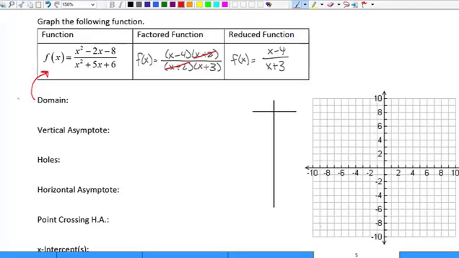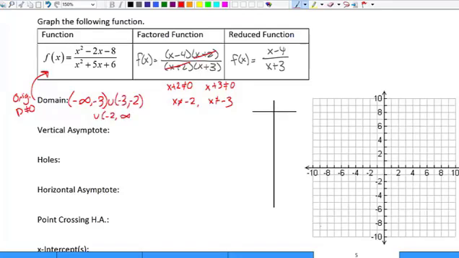So from the original f of x, I'm going to set the denominator equal to 0, or really not equal to 0. So from the original, I have x plus 2 can't be 0, x plus 3 can't be 0, so x can't be negative 2, and x can't be negative 3. What is the domain? The domain is all the things it can be. So from negative infinity to negative 3, union negative 3 to negative 2, union negative 2 to infinity. Those are all the places where I'm going to have values.